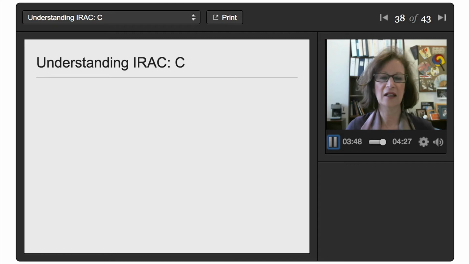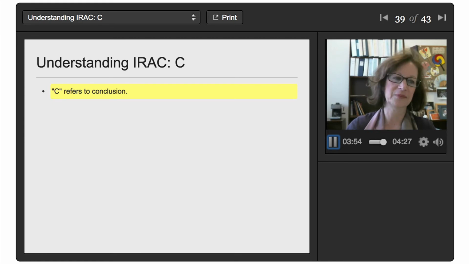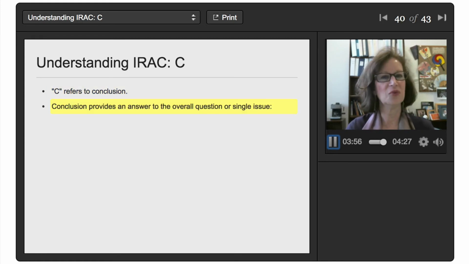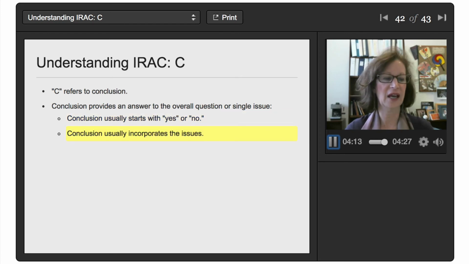The final element that you want to discuss in your legal analysis and convey is the C, or conclusion. In the conclusion, this is where you answer the overall question, or perhaps just a single issue within the overall question. You often start with a yes or a no, because you're giving a direct answer to the question or issue, and you usually incorporate the issues within that context.